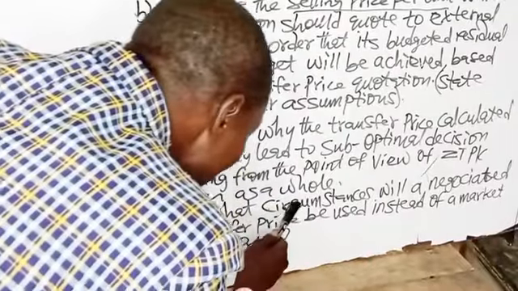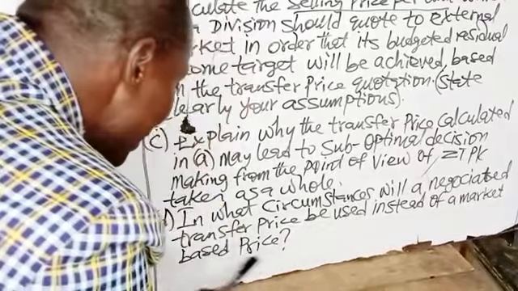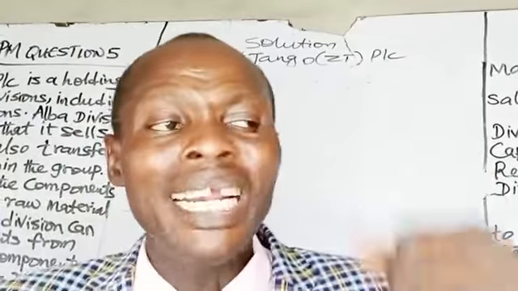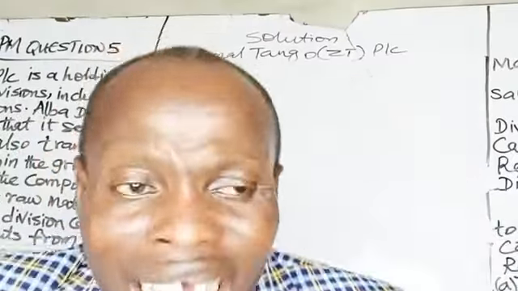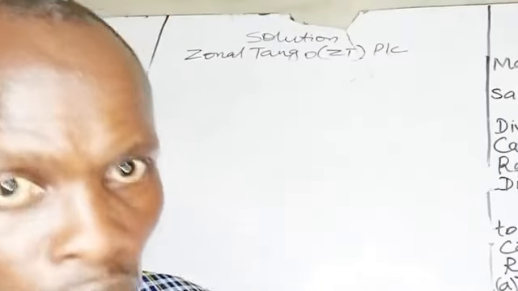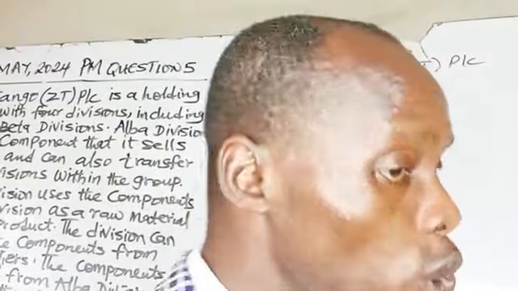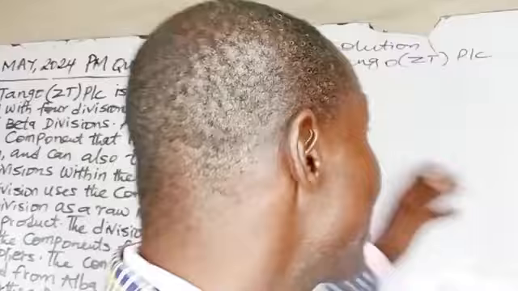B. In what circumstances will a negotiated transfer price be used instead of a market-based price? I want you to know that negotiated transfer price is the price at which both the selling division and the buying division agree in advance to use a mutually acceptable transfer price. So negotiated transfer price is an ideal method to use where an external intermediate market does not exist for the transferred product. So this marks the end of the solution to this question.